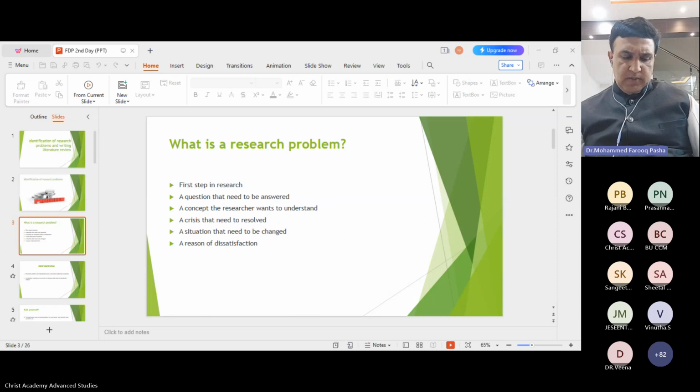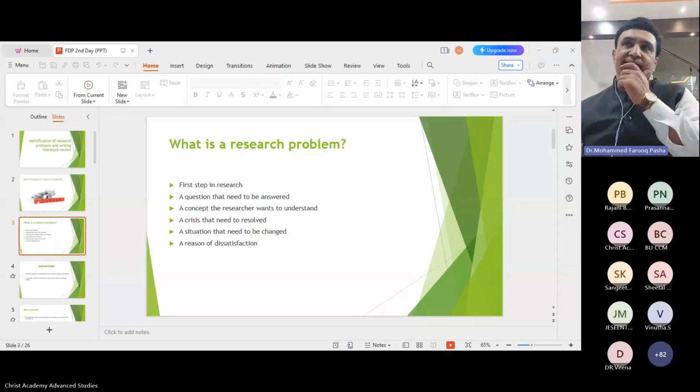Then a situation that needs to be changed, and also a reason for dissatisfaction. When it comes to a situation that needs to be changed, it is something where you can add value, give your inputs or insights, and try to work it out in a better format. See, most of the hotels, right? Very recently, when I was going through one case study, most of the hotels are now thinking about a parallel activity to Swiggy and Zomato, because they have realized that these people are charging more than what these hoteliers are charging the customer.